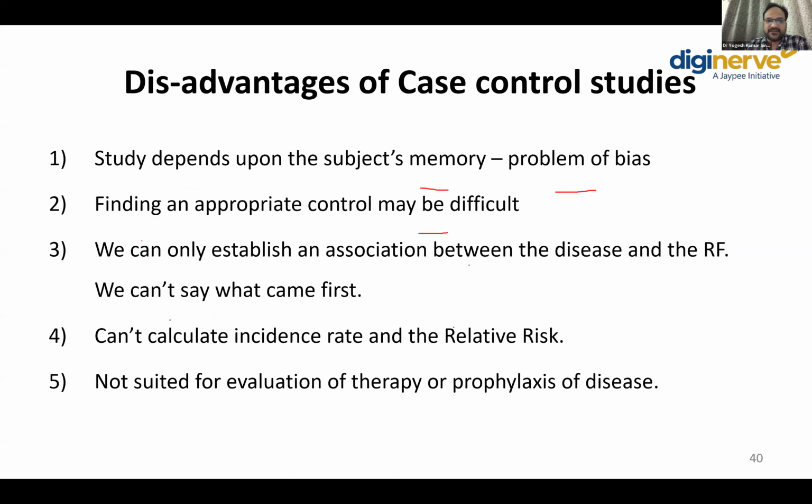We can only establish an association between disease and the risk factor. We cannot say what comes first. We can establish that this disease is associated with this risk factor, but we cannot clearly say that this disease comes with this risk factor. That can be said by the cohort and the experimental study. We cannot calculate incidence rate and relative risk, and it is not suitable for evaluation of therapy or prophylaxis of disease. For this, we have to do RCT.